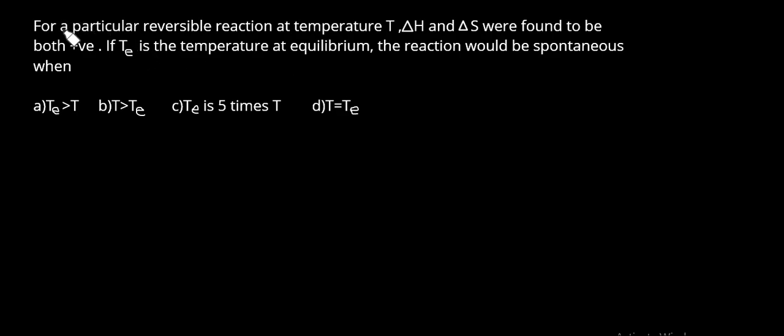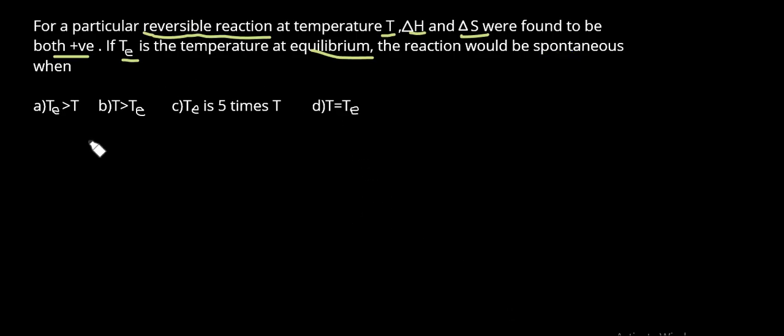Hello everyone. The question says: for a particular reversible reaction at temperature T, ΔH and ΔS were found to be both positive. If T_E is the equilibrium temperature, then the reaction would be spontaneous. We have to find when the reaction is going to be spontaneous.